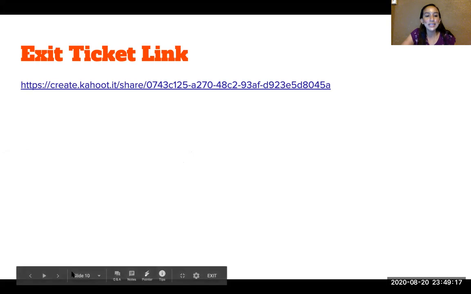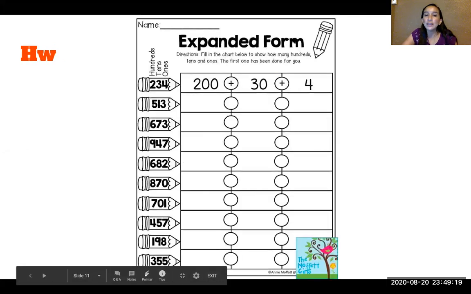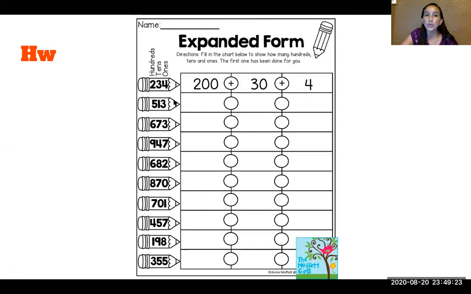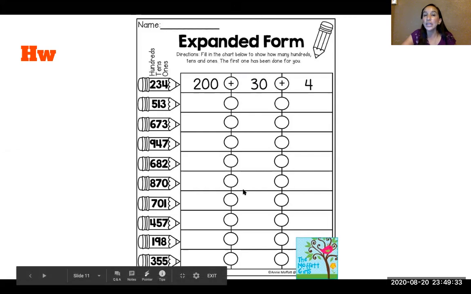So before we leave, make sure that you find this in your packet. That's gonna be your homework for today. We're gonna split up the numbers. You can use your chart, your best friend that we found today. You can use a place value chart to find this out. But this is gonna be your homework, and make sure we bring it tomorrow because we will be discussing it.